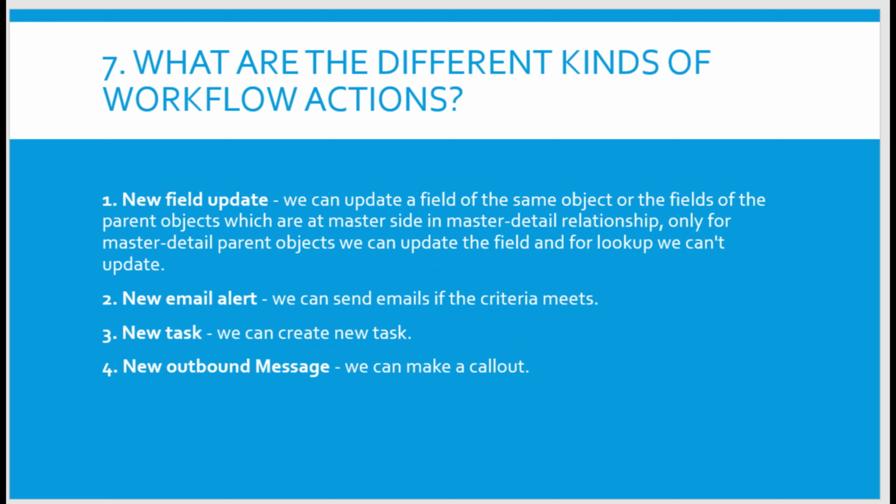7. What are the different kinds of workflow actions? 1. New field update. We can update a field of the same object or the fields of the parent objects which are at master side in master detail relationship. Only for master detail parent objects we can update the field, and for lookup we can't update.